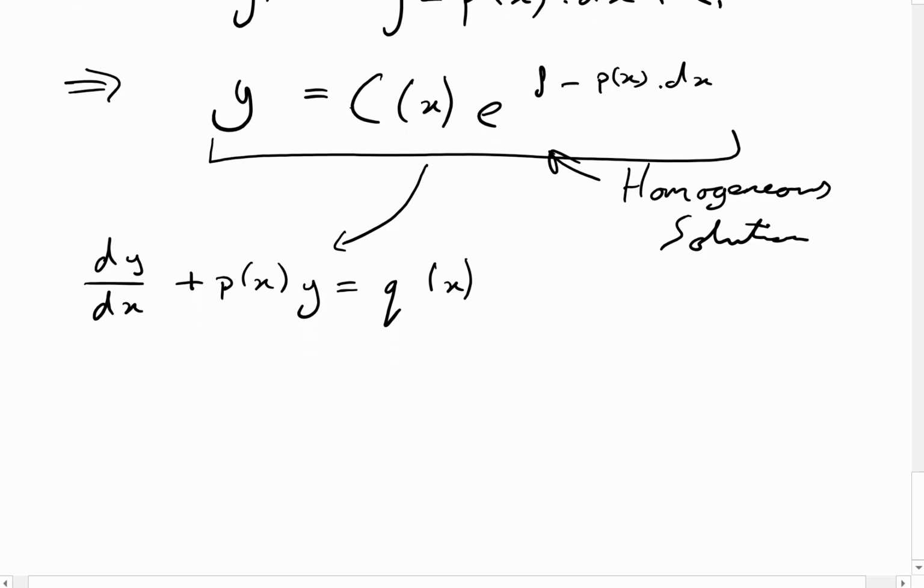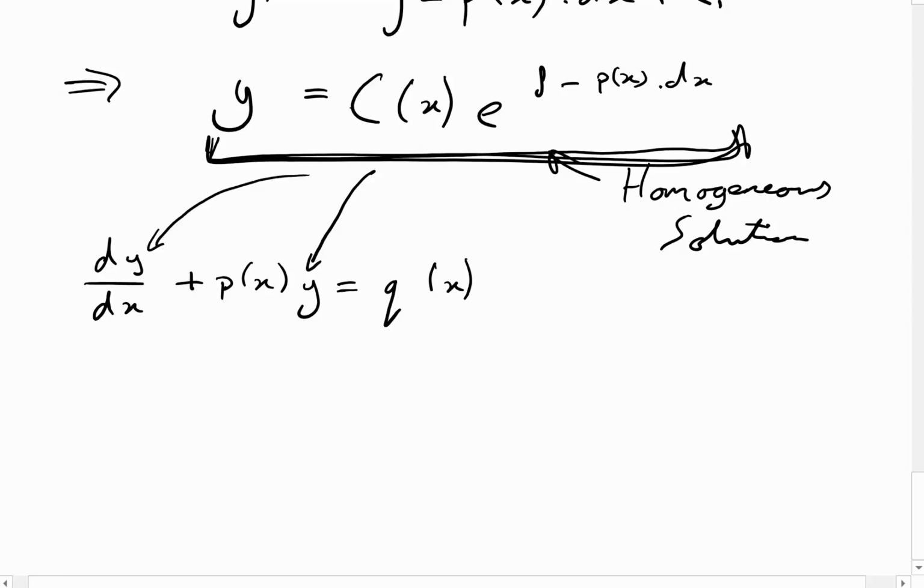So if you just plug it back in, first of all, we can just plug this back in directly for y. But we need to find out what the derivative of this solution is in order to plug it in for dy by dx. So we can plug this thing in directly for y, but in order to plug it into dy by dx, we need to find out what the derivative is. So what is the derivative of this thing here?